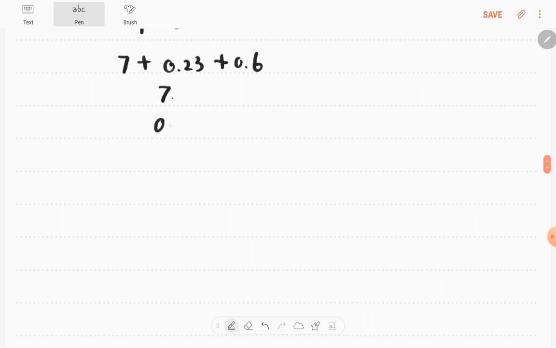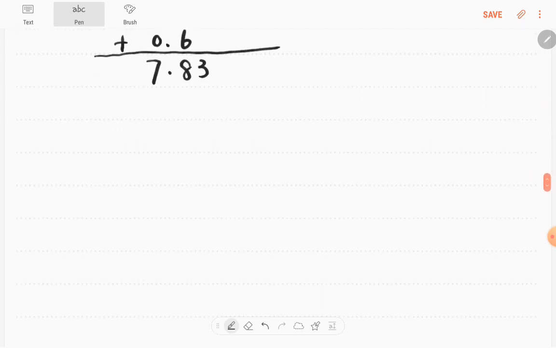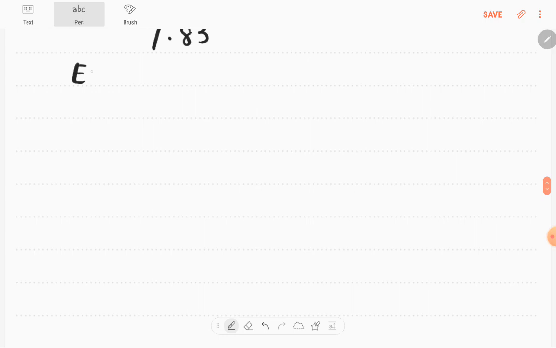And the second number is 0.23. Make sure you line up the decimal point. Of course, you can put your decimal point first. Then let's do the remaining part. So here it is just 3, 8, 7. So 7.83 is our answer. Okay, let's check another example for the subtraction.